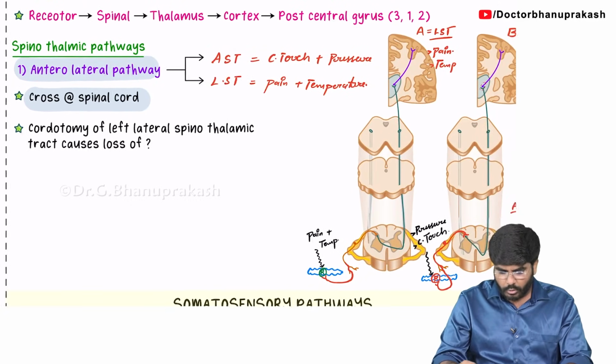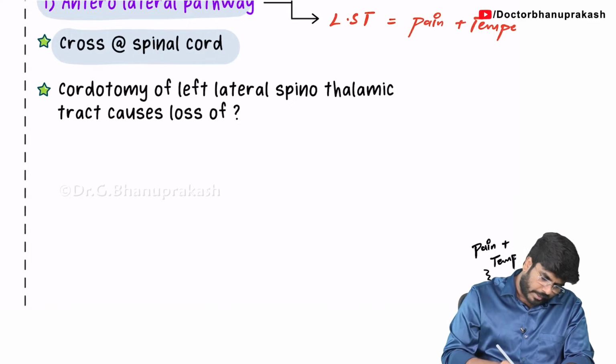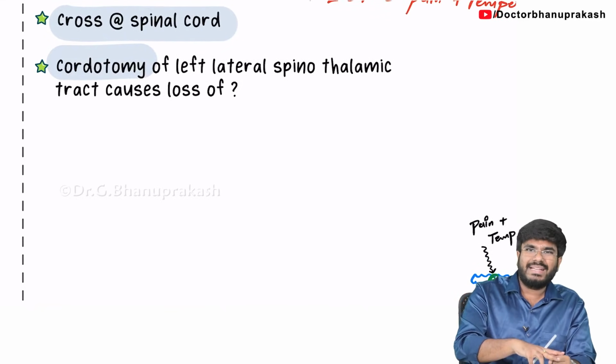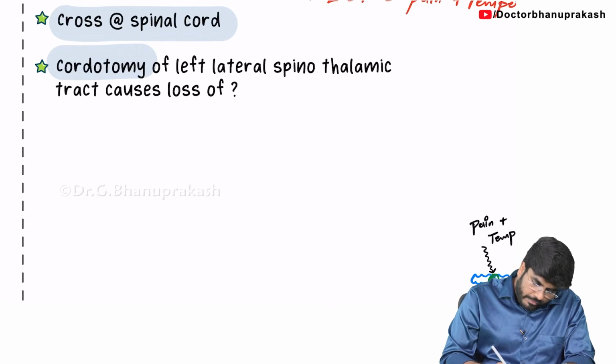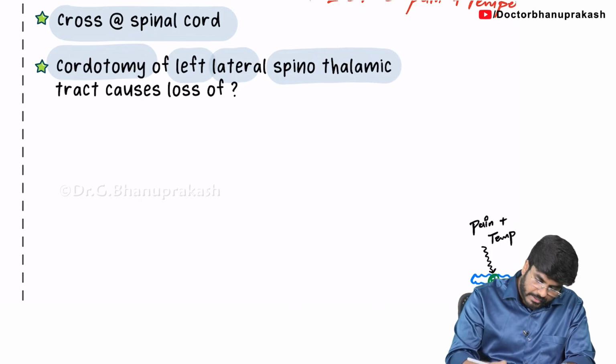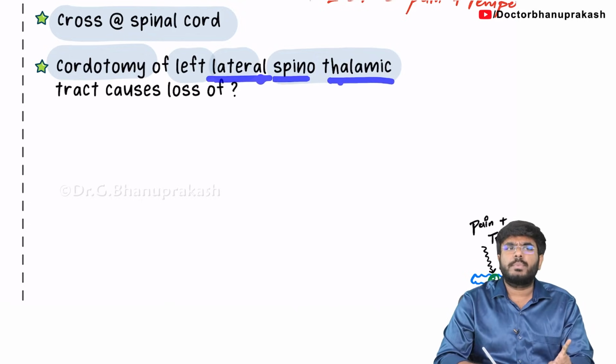Now, how will the questions show up in your exam? Let's say cordotomy. Cordotomy means what? Cut. Cordotomy means some cord is being cut. Cordotomy of the left lateral spinothalamic tract. Which tract is getting affected? Sir, the spinothalamic tract. Which spinothalamic? Lateral. The lateral spinothalamic tract is getting cut.